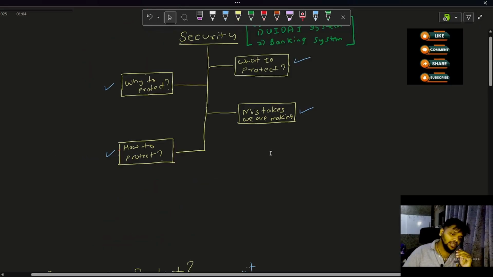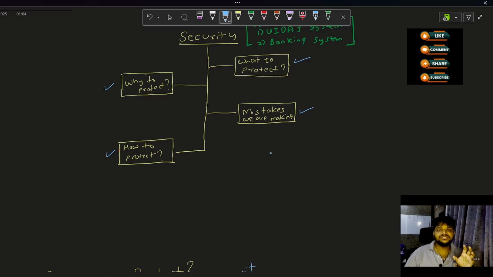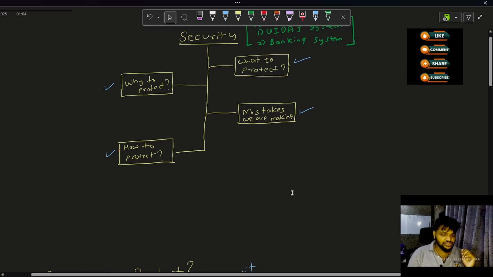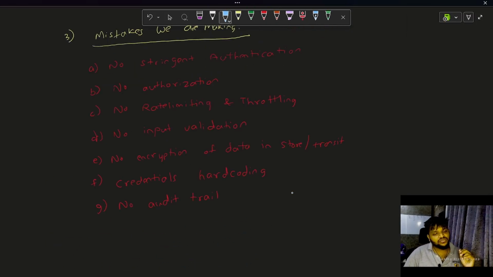Now, coming to the third part: the mistakes that generally a majority of our systems make while considering or protecting these particular layers. We will be discussing those now. So these are the mistakes. Let's go one by one.